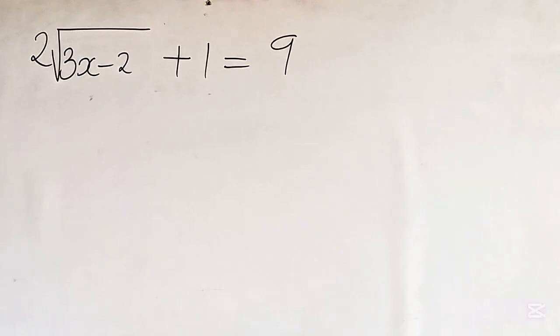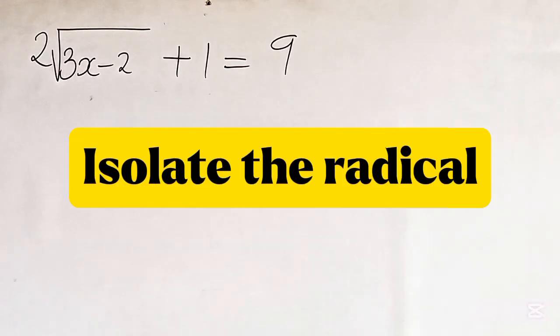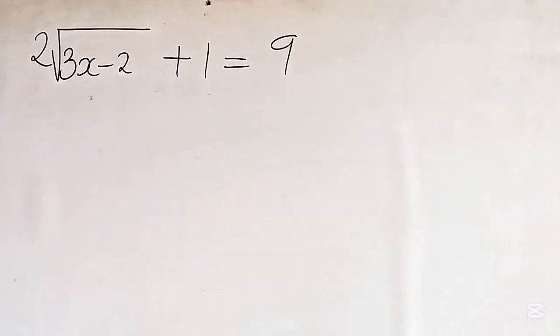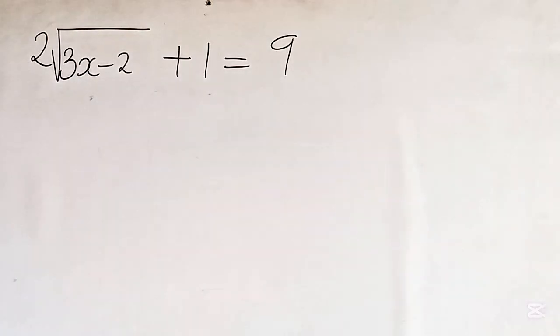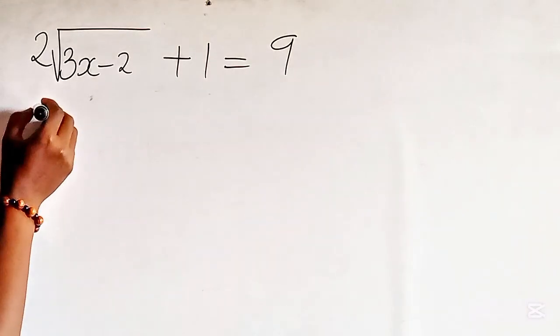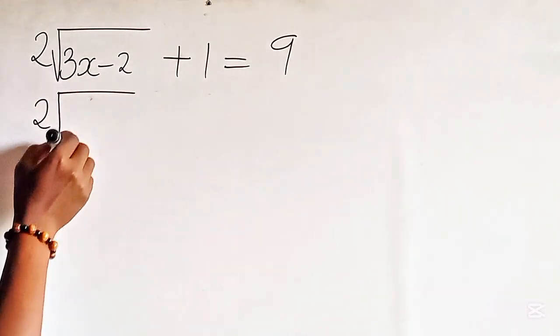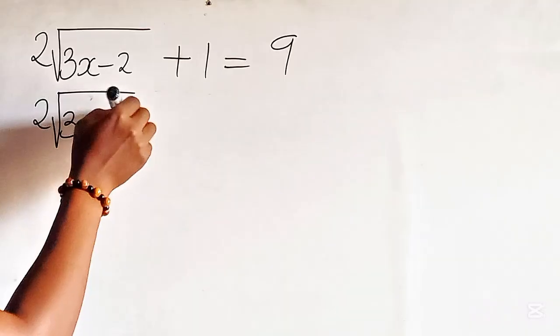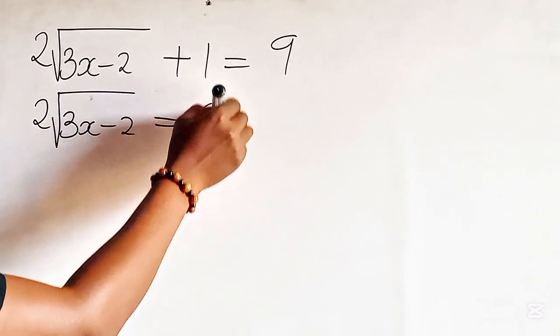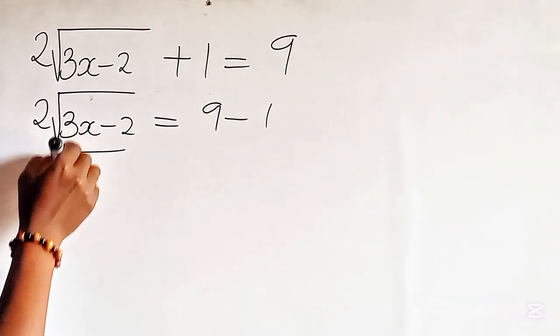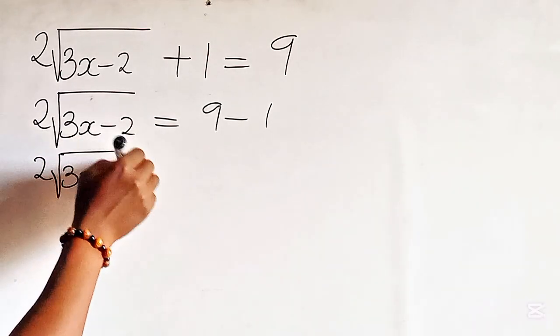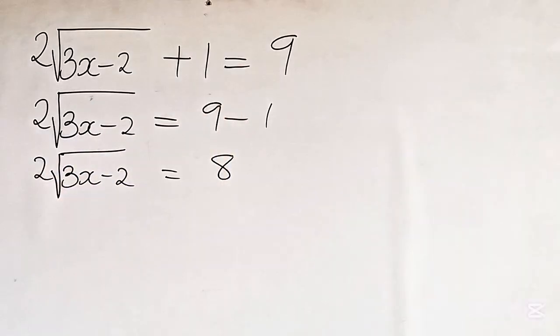The first thing to do when solving equations like this is to isolate the term with the radicand. In this question, 2 root 3x minus 2 is the term with the radicand, so it's going to remain on its own while we subtract 1 from both sides of the equation. So we're going to have 2 root 3x minus 2 is equal to 9 minus 1. This gives us 2 root 3x minus 2 equals 8.